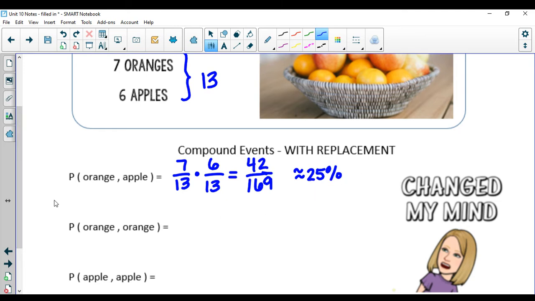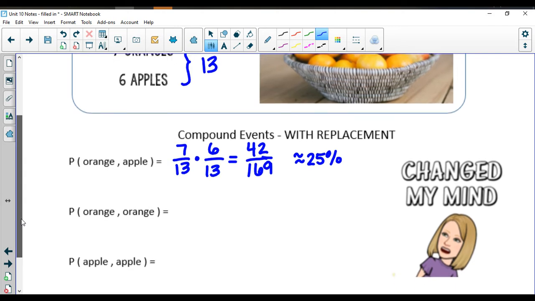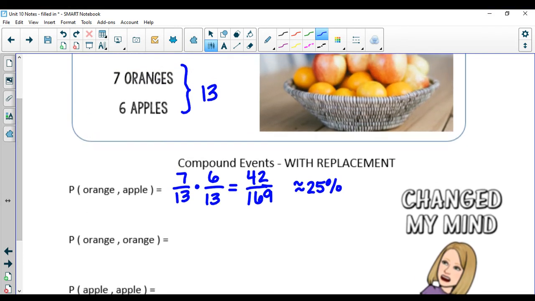So that would be about a 25% chance then. I'm going to go ahead and figure out the probability that I first select an orange. There are 7 oranges out of 13 pieces of fruit. I look at the orange, I say, I don't really want this one. I changed my mind, so I put it back in. And then I decide, yeah, I actually did really want that orange.